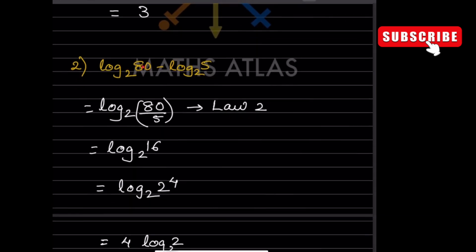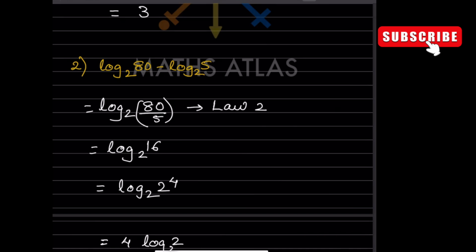So now here log of 80 minus log of 5 to the base 2. Both the bases are the same. So minus means it is going to get divided, the law 2. So this we are going to write as 80 divided by 5 to the base 2. So 5 ones are 5, 5 sixteens are 80. So here log of 16 to the base 2.